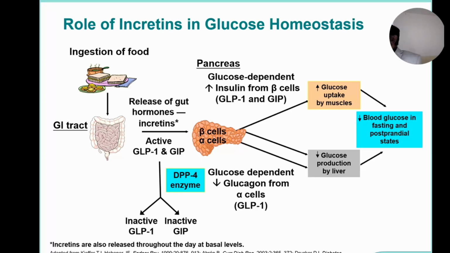So now we have 2 drugs. One drug attacks the villain. So once you attack the villain, what will happen to your hero? Your hero is GLP-1. So that will stay in the blood for a longer period by blocking the villain. That is DPP-4 enzyme. You have the drugs, DPP-4 enzyme inhibitors. What are they? Gliptins.